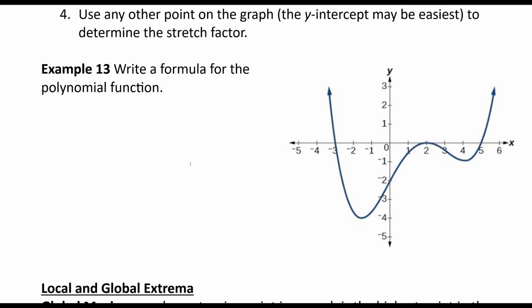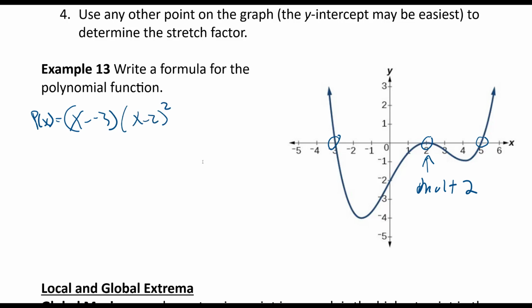So let's look at this one here. We see it has an intercept here, intercept there, intercept here. So we know it touches and goes back here. So that's, let's say, multiplicity 2. So we have x minus negative 3 times x minus 2 squared times x minus 5. We have an a out front.